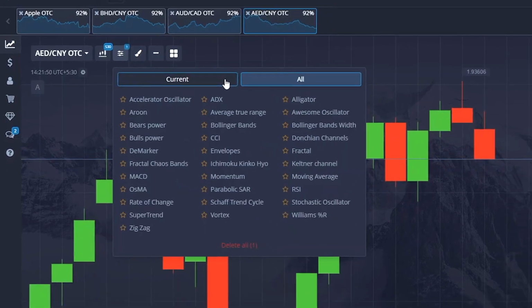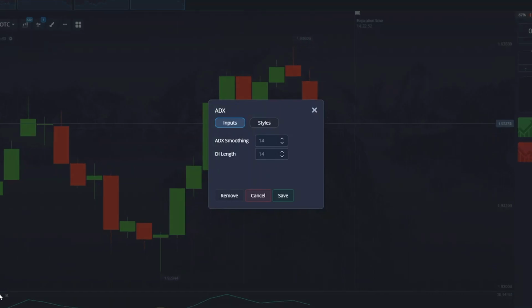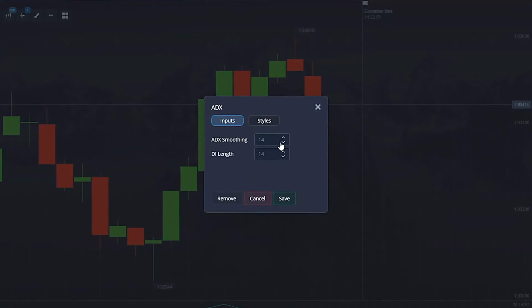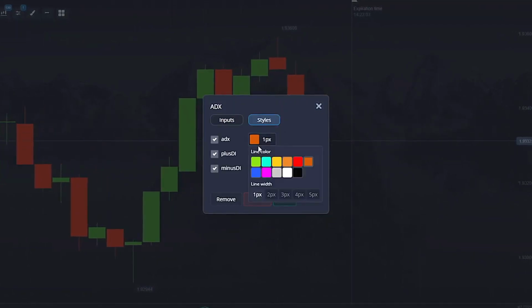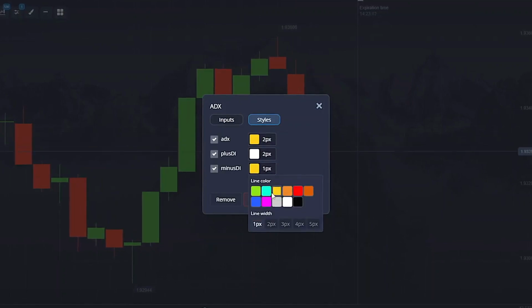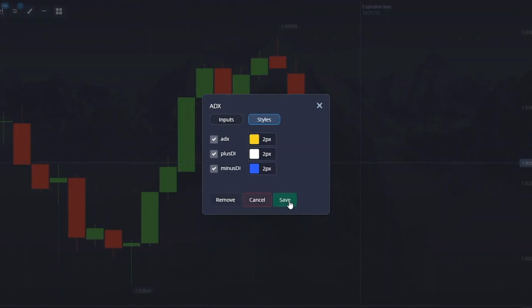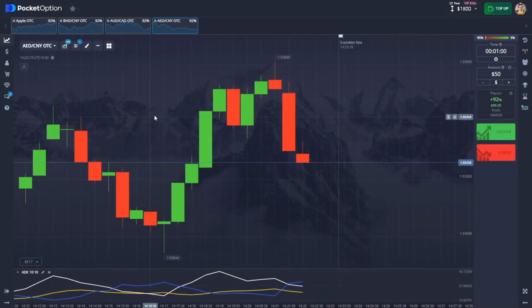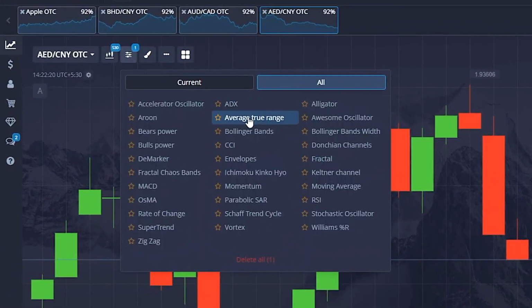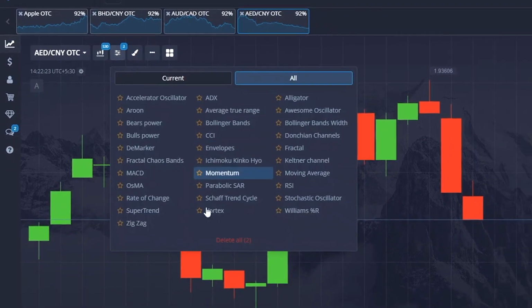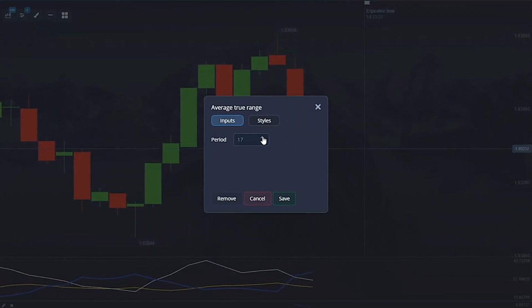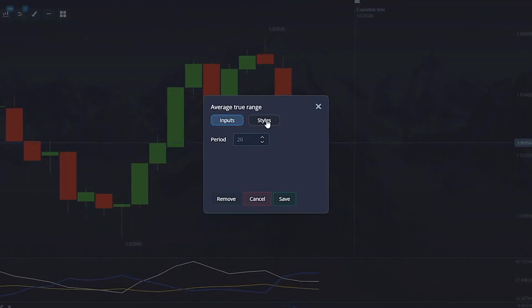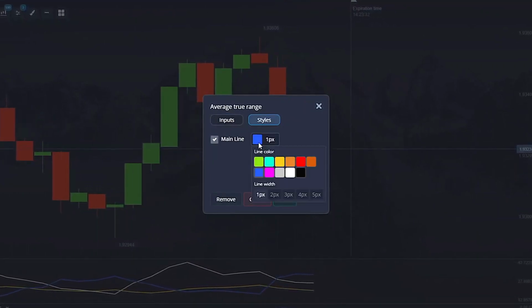First up is the ADX, our trusted tool for determining the strength of a trend. Let's set it up so the lines are clear and pick some bold colors to make sure everything's displayed perfectly. All set. Now the indicator's ready to work at full capacity. Next is the average true range. This one shows us volatility. We'll set it up to make sure all the values can be read. Once again, choosing bold colors so everything's clear and user-friendly.